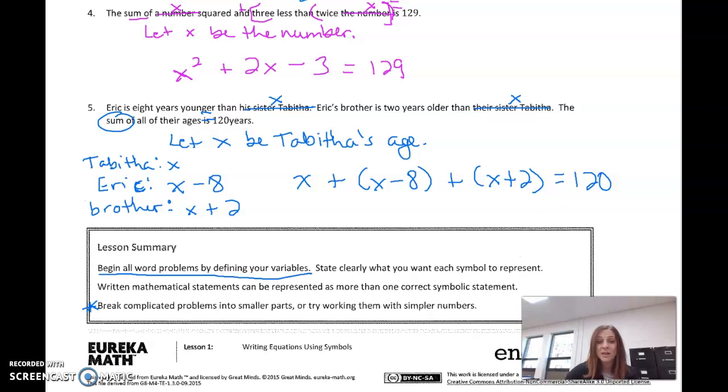So, again, define that variable. It's actually going to come in handy later when they get even more complicated. Break it into smaller parts. Start with the little pieces you know, and then try to put it all together at the end.